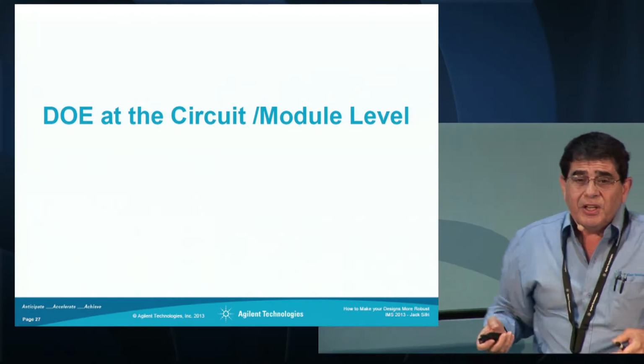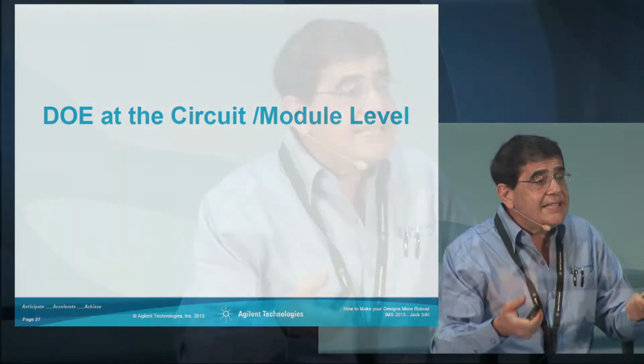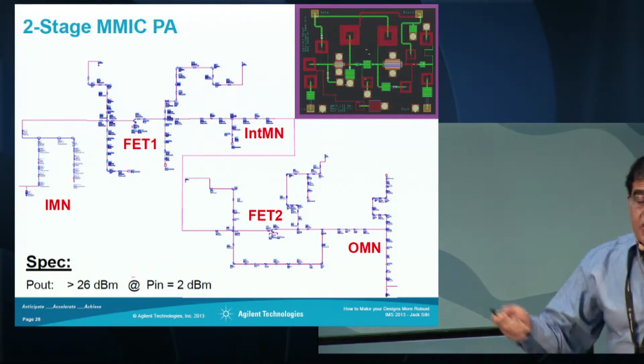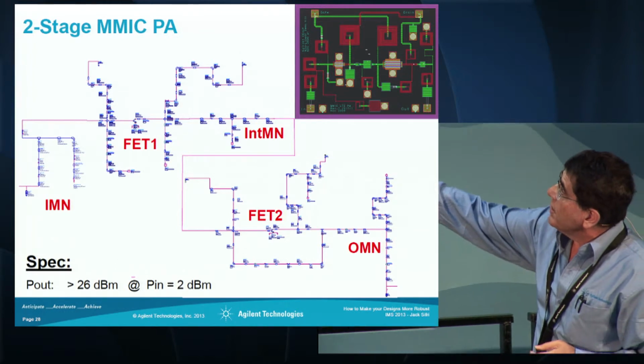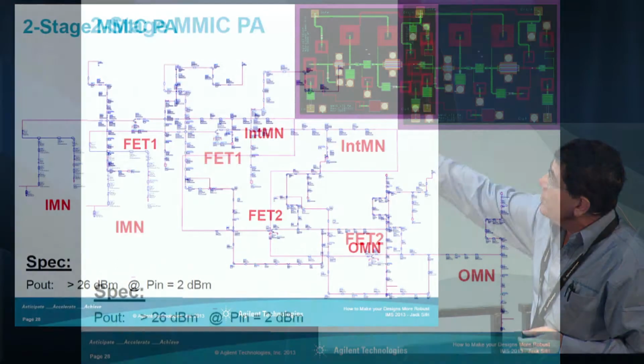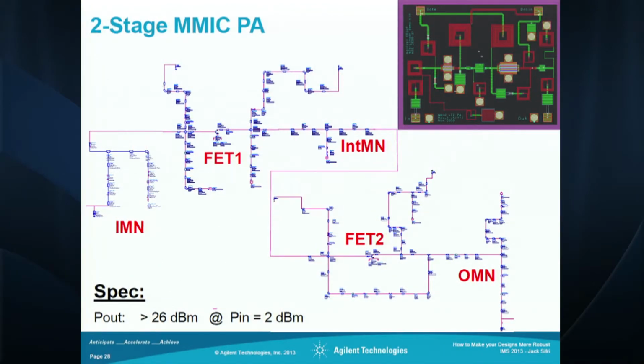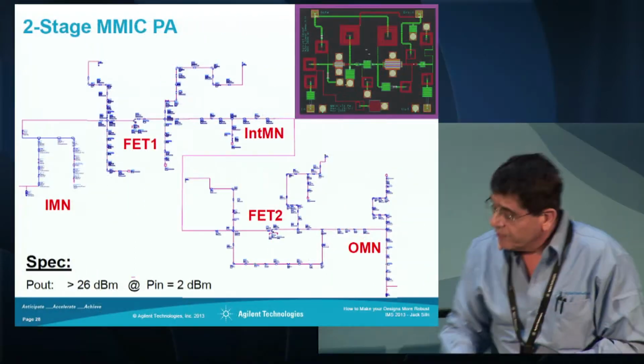Now, what I showed you is at the system level, design of experiments. This example here, I want to show you how you can apply it to your IC design. It's a circuit level example. In this example, I have a two-stage power amplifiers. That's stage 1, stage 2, output power, it's an IC. This is the schematic, input matching network, FET1, interstage, FET2, output matching network.